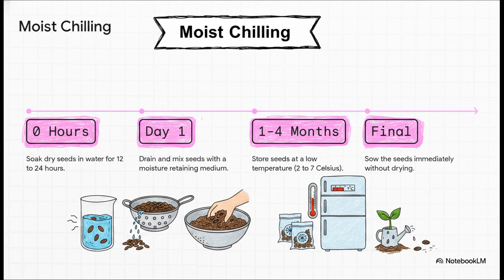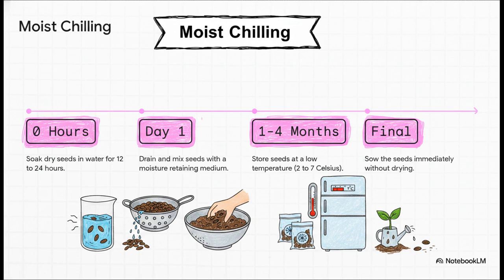Stratification follows a very precise timeline because we're essentially faking winter to trigger physiological changes. At 0 hours, you soak dry seeds in water for 12 to 24 hours. By day 1, you drain them and mix them into a moisture-retaining medium. Then comes the waiting game.